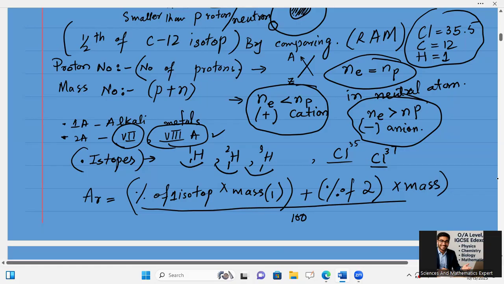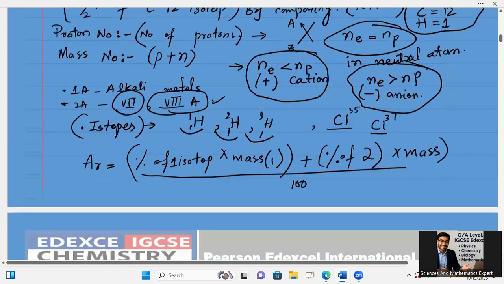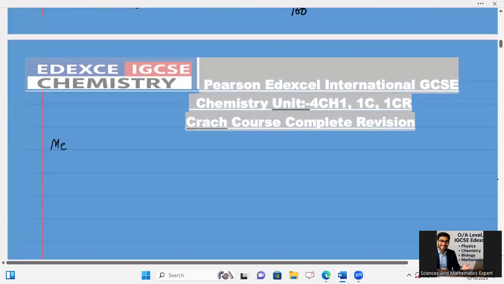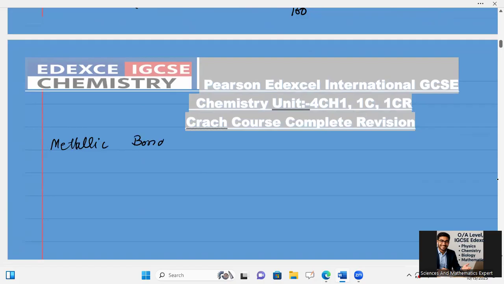After that, I am going to move towards the metallic bond. The metallic bond is the bond which is present in metals. Metals have free electrons, and when free electrons are available, every atom has lost that electron, which is freely moving.